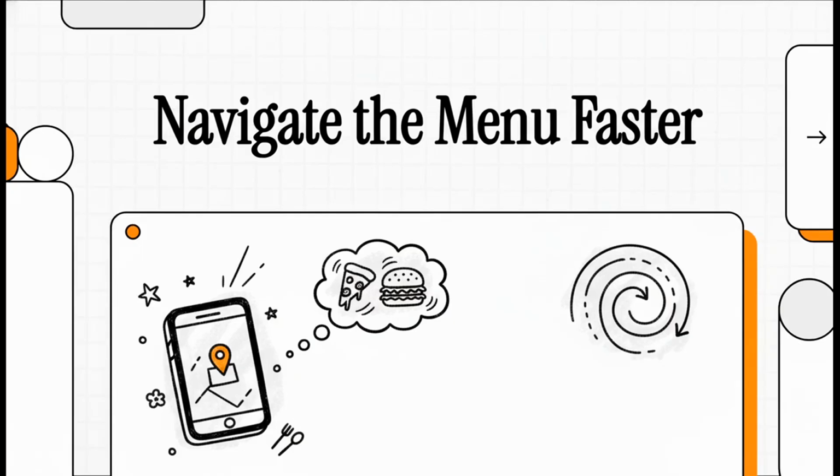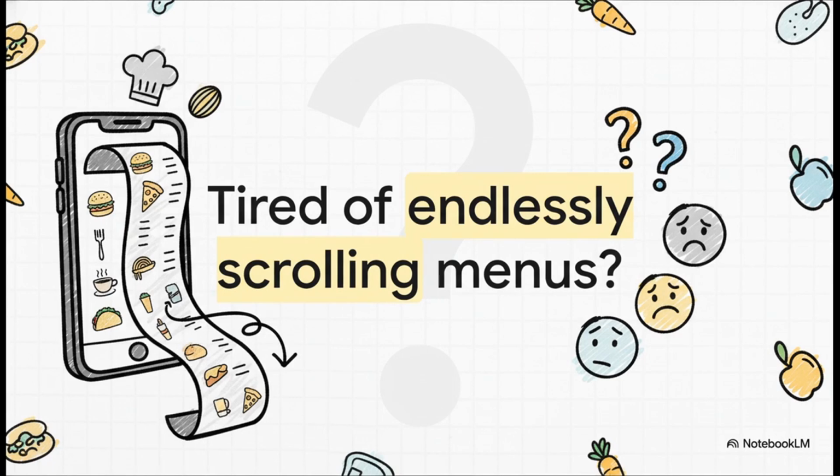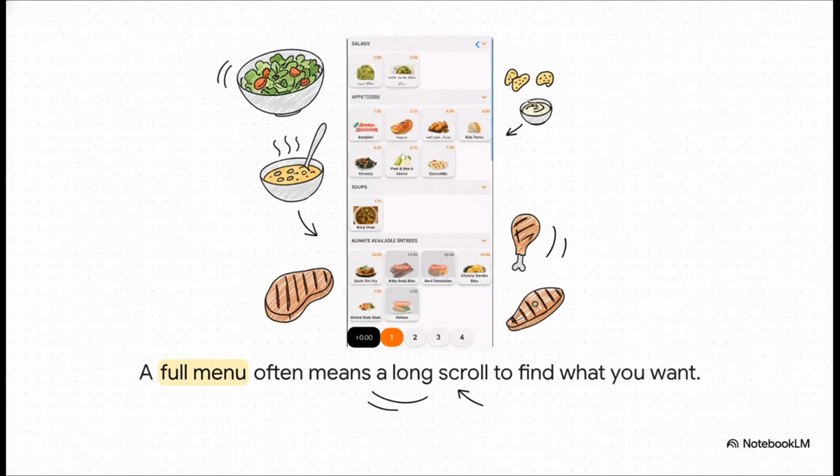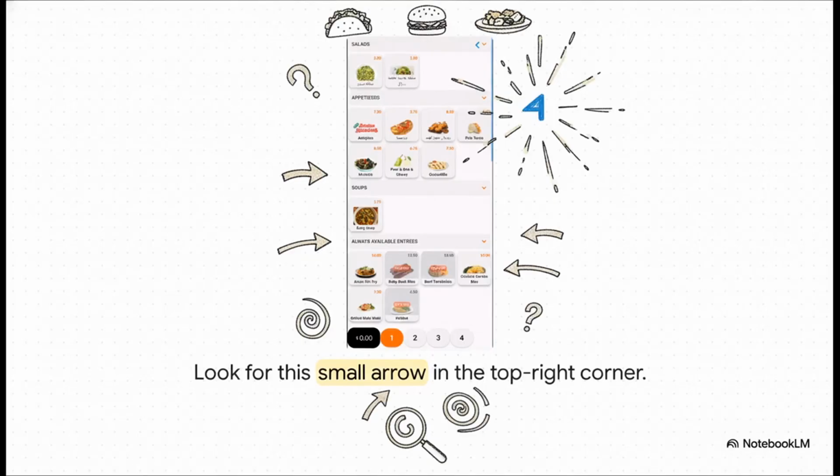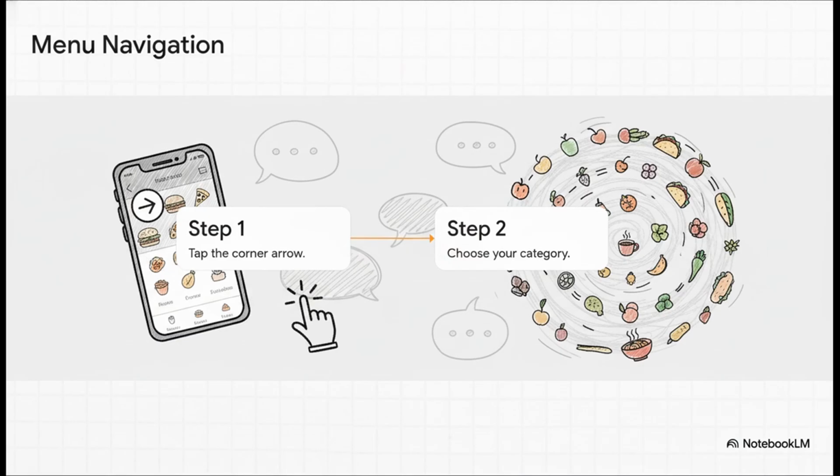Okay, let's talk about a super quick tip for getting around those food apps way faster. You know that feeling, right? Just scrolling and scrolling and scrolling through a giant menu? You're just trying to get to the good stuff, but got to get past everything else first. But what if I told you there's a hidden shortcut right on this screen? See that tiny little arrow up in the top right corner? That's the secret. It's really just 2 simple steps.